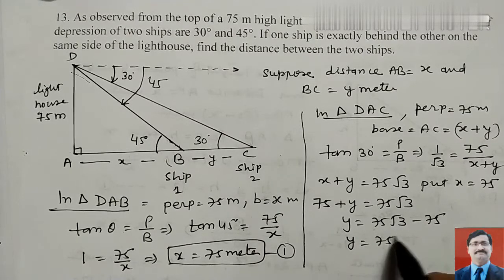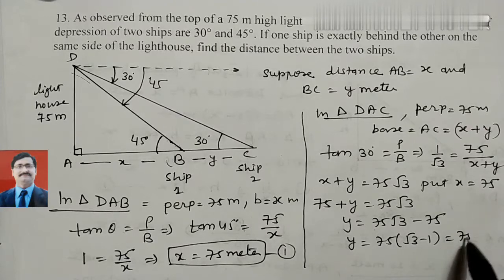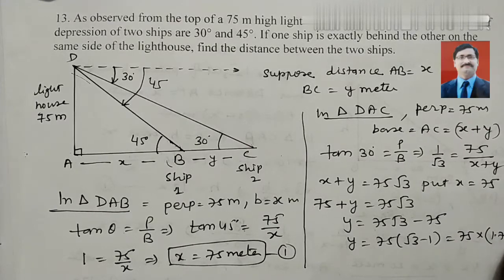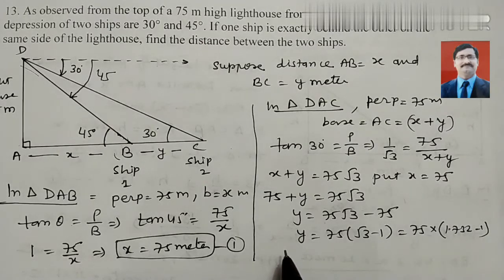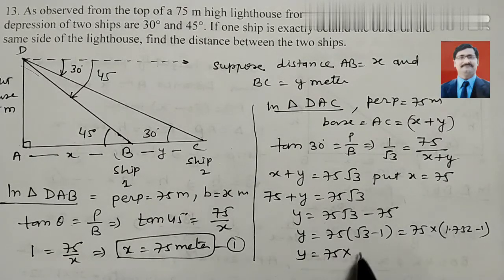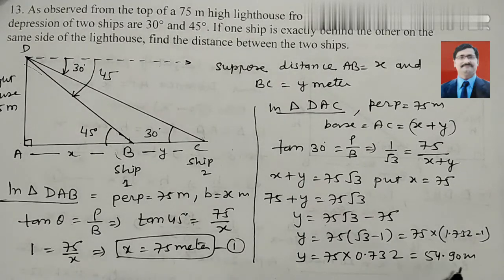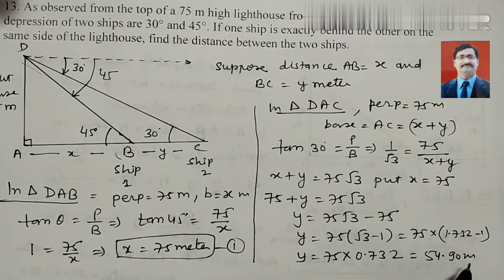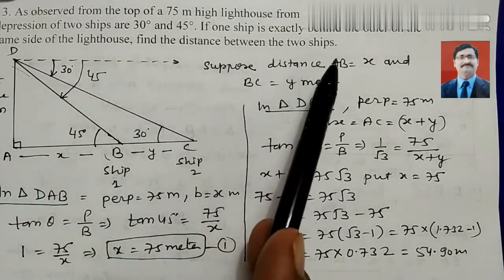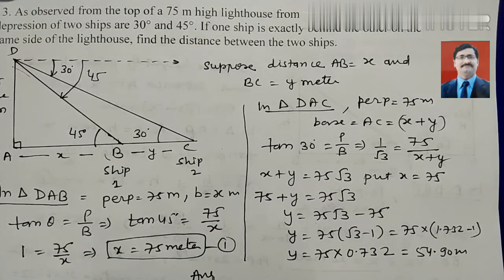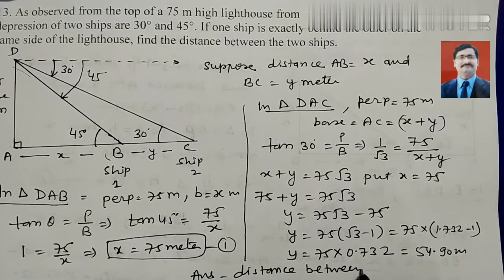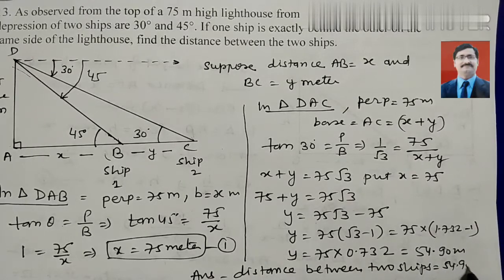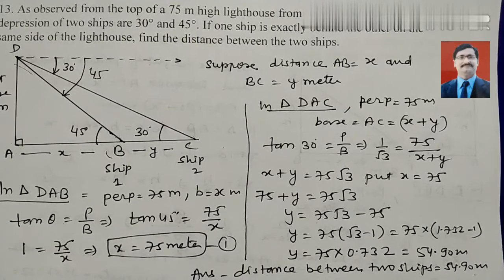So y will be equal to 75 is common, root 3 minus 1, 75 into, and root 3 is 1.732 minus 1. So look here, this y will be equal to 75 into 0.732, and this we multiply. So we get 54.90 meter. Look here, we have to find y only, the distance between two ships. So the answer: distance between two ships equals 54.90 meter. All of you understand, this is a very simple solution.